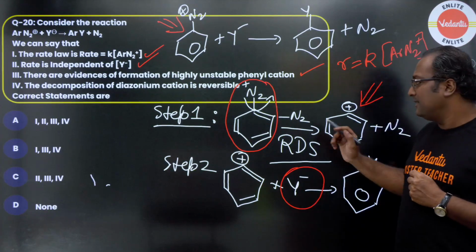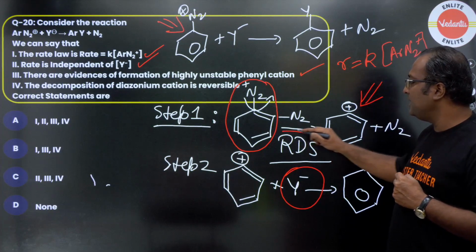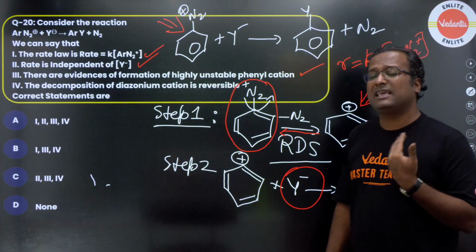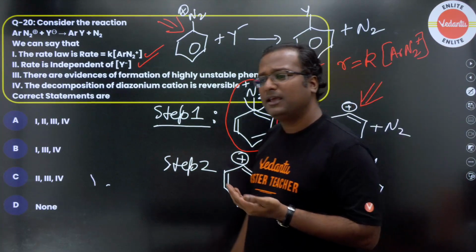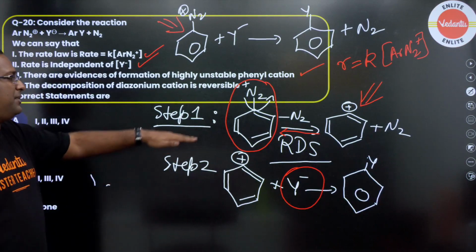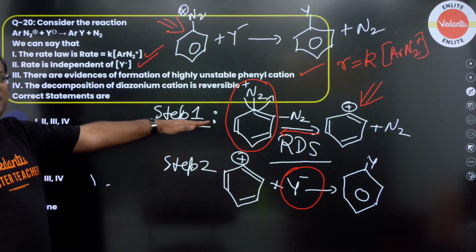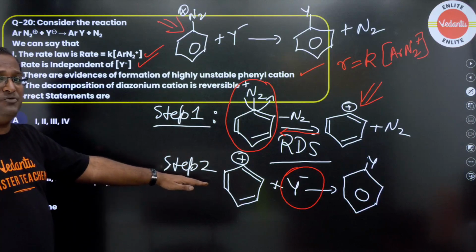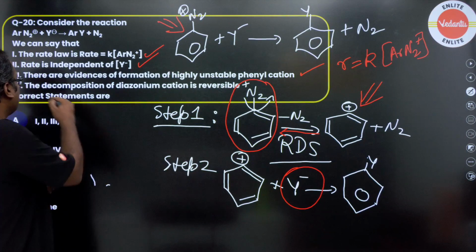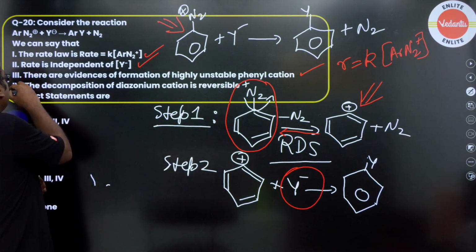Okay, and that is the reason your first step is reversible in nature, because a very unstable, very poor stability intermediate is getting formed in the first step. It is found that the first step is indeed reversible in nature. The second step will be very fast because we are using up a reaction intermediate. So the fourth option is also correct.